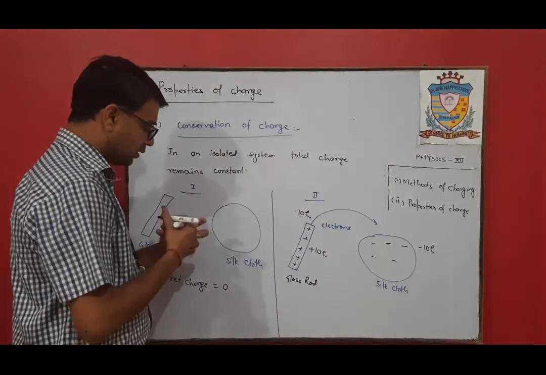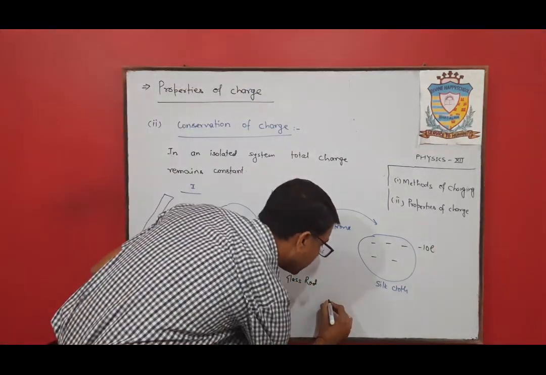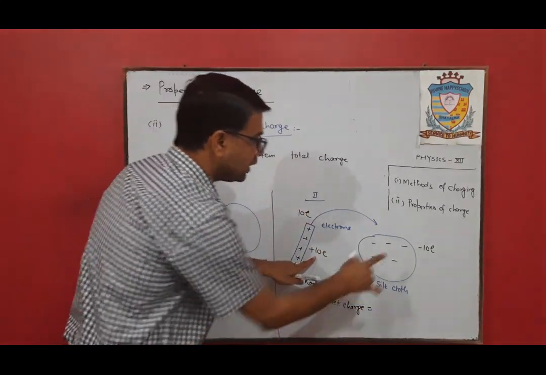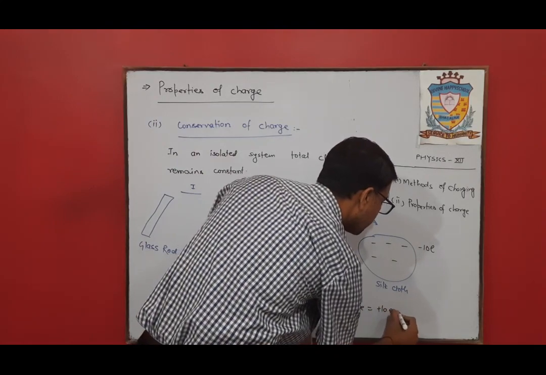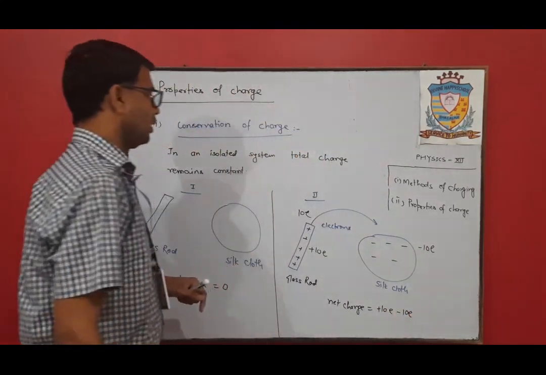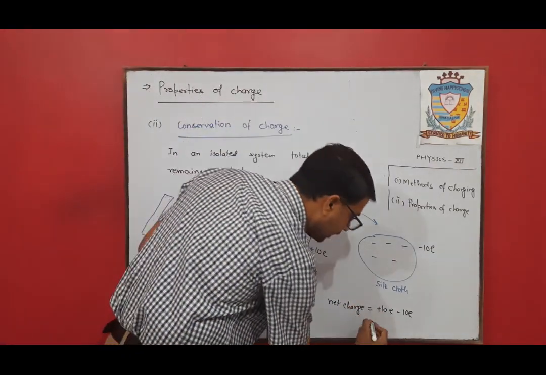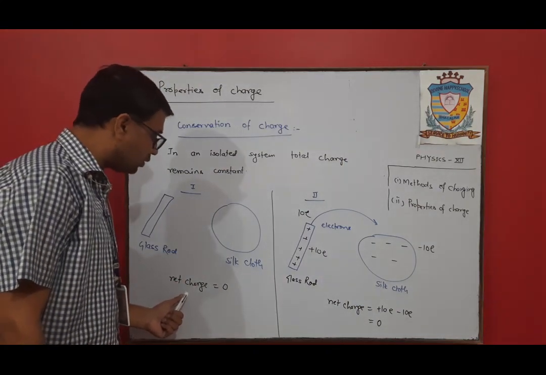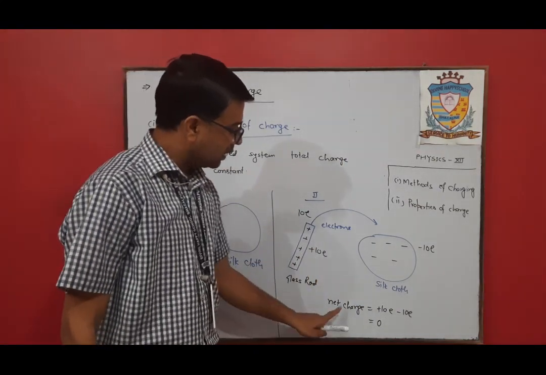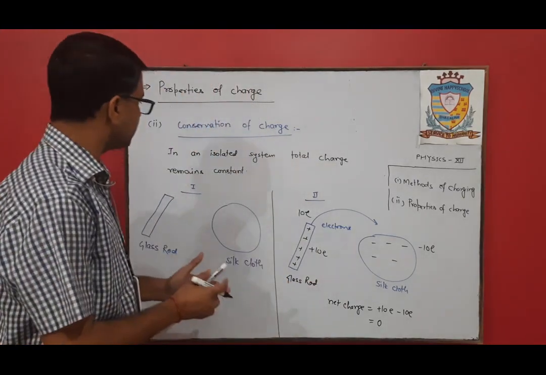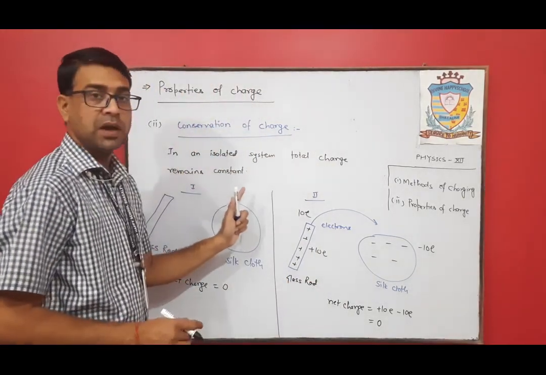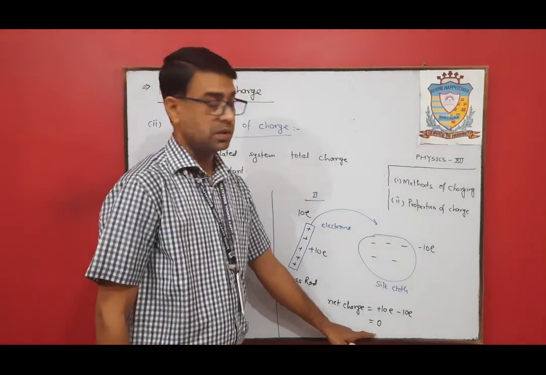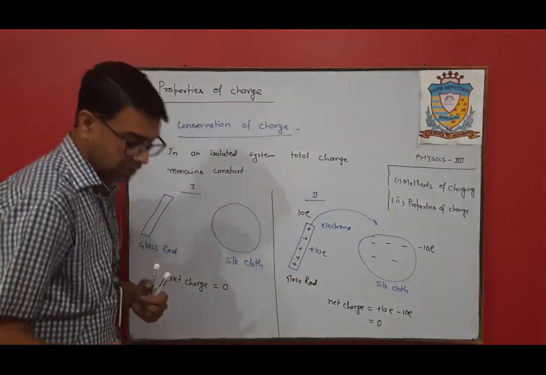So the net charge in case 2 is equal to plus 10e minus 10e. Here you can see the net charge again is equal to 0. So initially it is 0, and after rubbing we see the net charge is 0. That's why we can say in an isolated system the total charge remains constant. If initially it is 0, after rubbing it is again 0. Clear? So this is the conservation of charge.